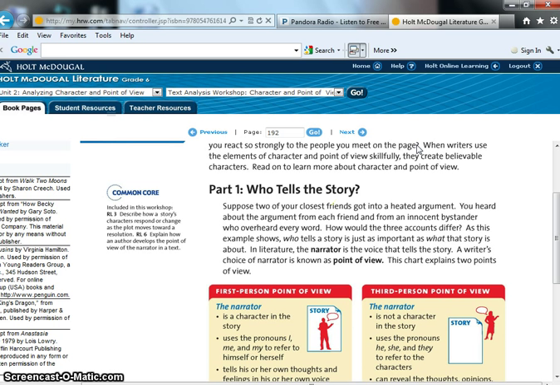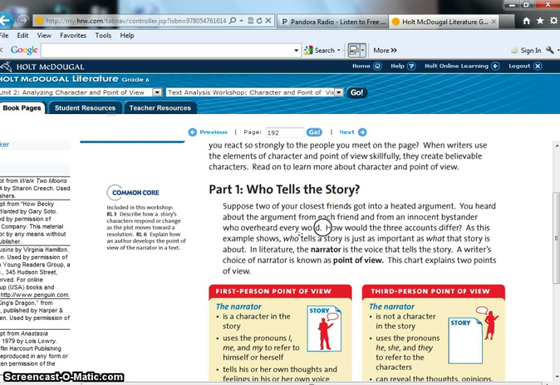So there are two of our vocabulary words for this week. The first one here is narrator, and it told us the narrator is the voice that tells the story. And the other word is right here. It's point of view. Point of view is the choice. A writer's choice of narrator is known as the point of view from which the story is told. So that's what we're going to be studying in this first lesson.